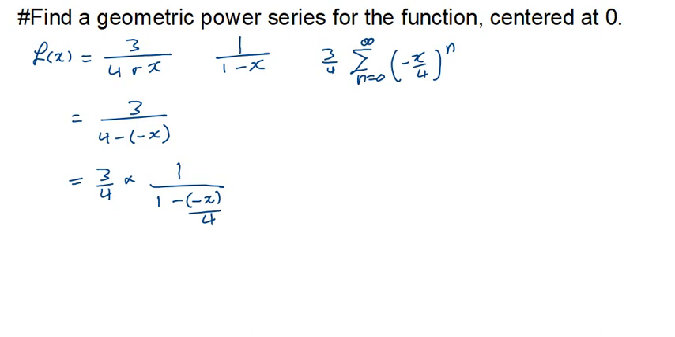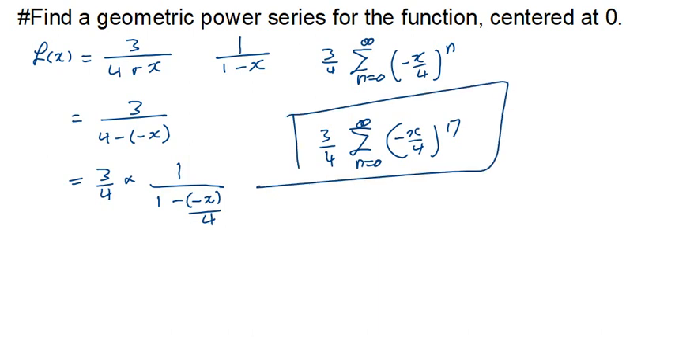So this happens to be 3 over 4 in terms of a power series expression, of course from a geometric series, the sum from n equals 0 to infinity, of minus x over 4. We take it the way it is, the power n, we just take it the way it is there. And this happens to be the geometric power series expression for the function, of course centered at 0. And that's how you take care of such questions.